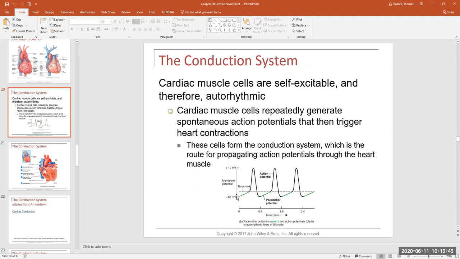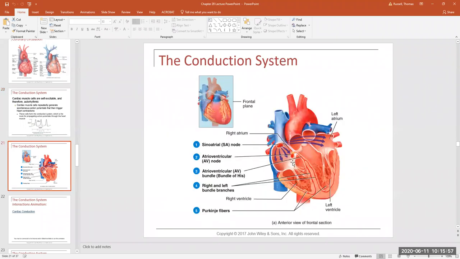Its role is to make the membrane potential become more positive so we can fire off an action potential. And it's the action potential that will then propagate through the conduction system, all through the heart. And that action potential then causes muscle contraction in the heart. And I'm going to describe that to you. So let's go over what the pacemaker is and what the conduction system is.